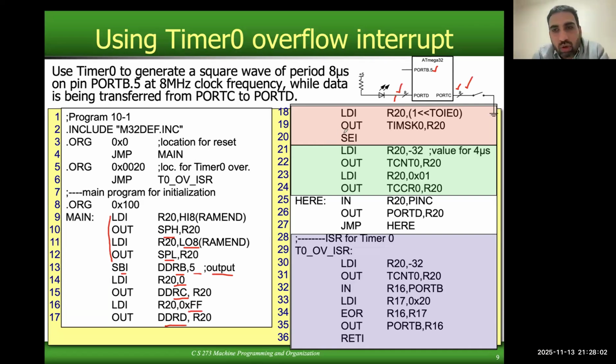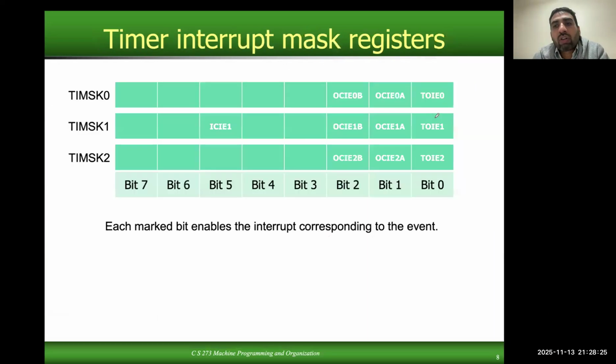The next thing we need to do is enable the interrupt, right? We need to enable the overflow interrupt of timer 0. TOIE0 is the bit at index 0 of the TIMSK0 register. We need to set this bit equal to 1, right?